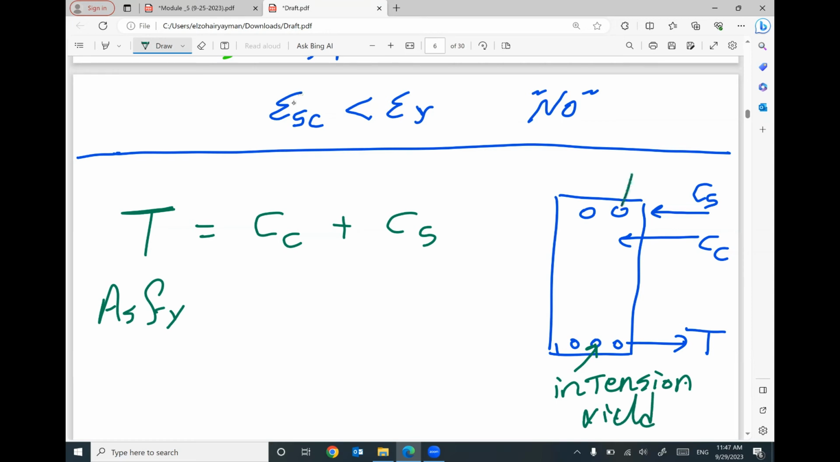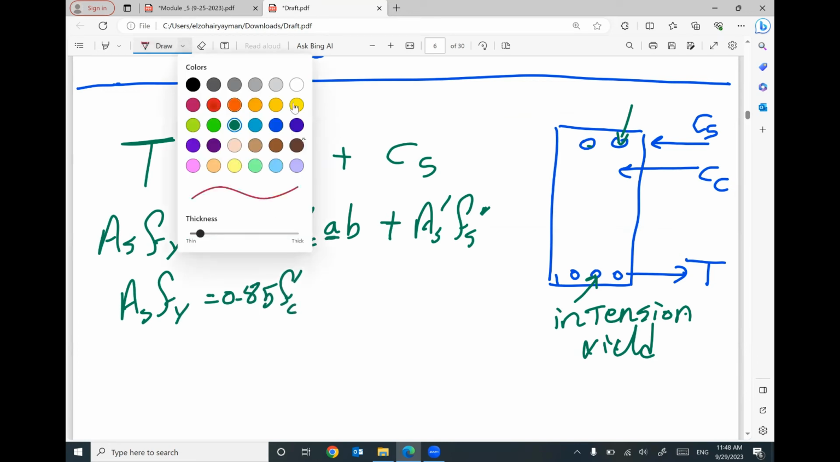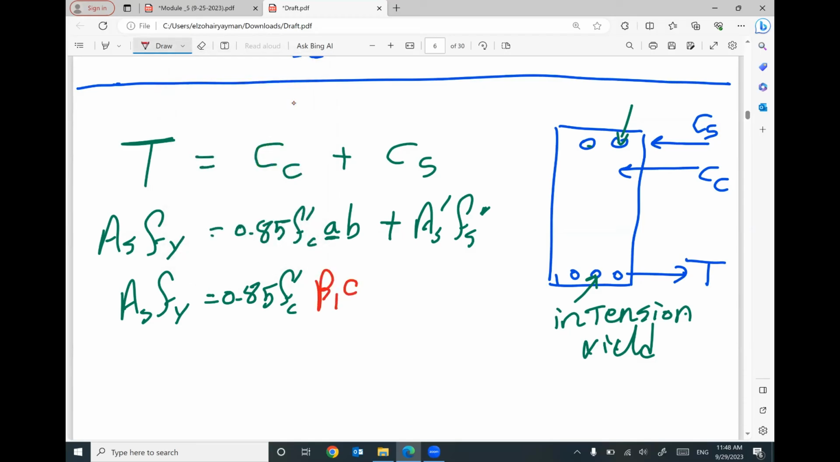But the issue is with this steel reinforcement, it did not yield. So compression in concrete equals 0.85 F prime C times A times B. This is a norm. Plus area of steel prime times, I cannot say F yield because the steel reinforcement in compression did not yield. So I will call it Fs prime. I will modify this equation more. Area of steel times F yield equals 0.85 F prime C, times A times B.